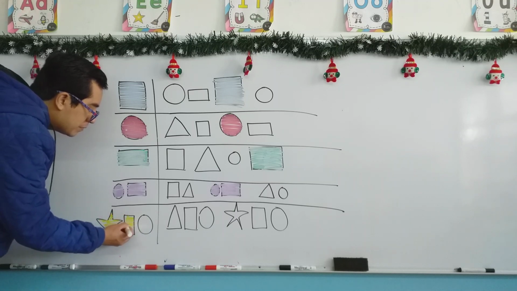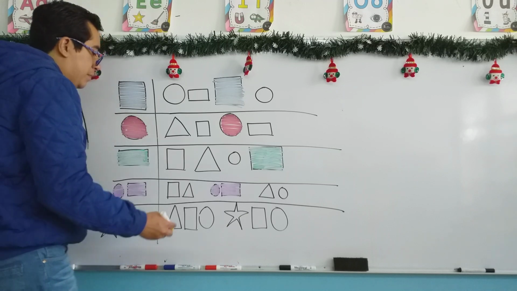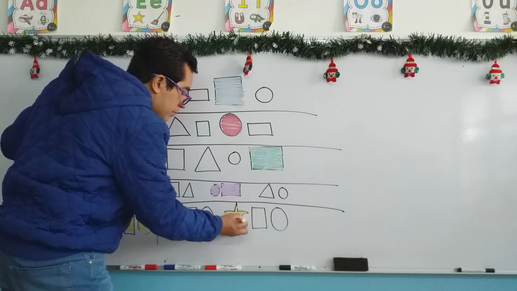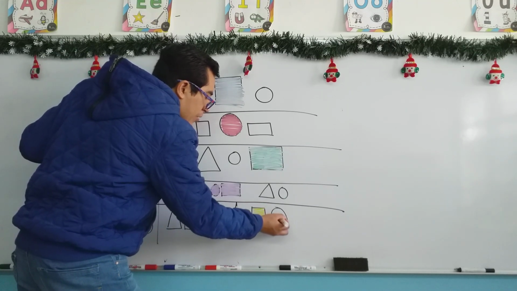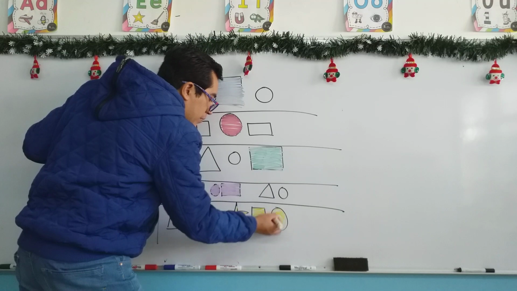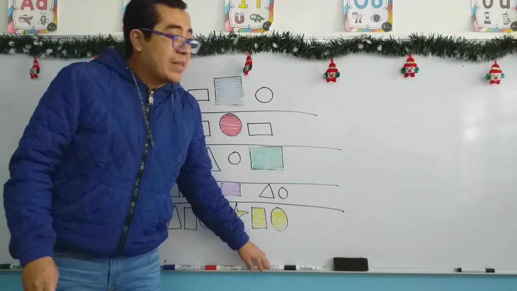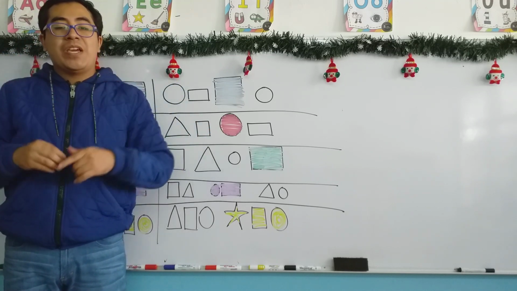Star, square, circle. Star, square, circle. Very good. And that's it. We have finished the activity of today.